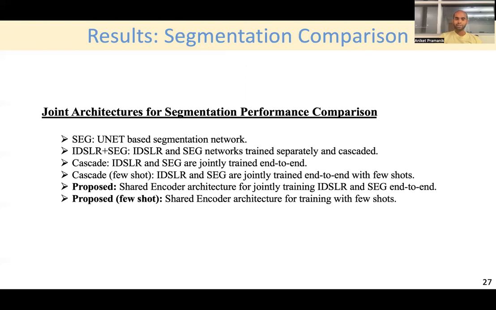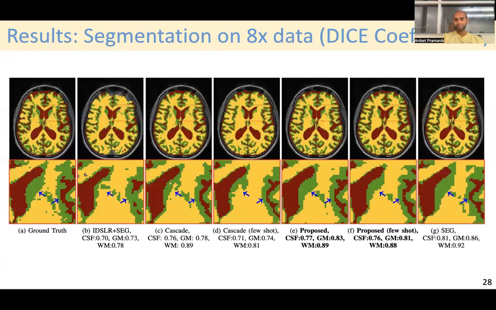Similarly, we also compare the segmentation performance of different joint architectures. SEG is the unit-based segmentation network. IDSLR plus SEG is a cascade of IDSLR and SEG networks trained separately. And the cascade networks are basically IDSLR and SEG trained jointly end-to-end. And we found that in terms of dice coefficients of CSF, cerebrospinal fluid, gray matter, and white matter, our proposed approach is doing much better than the other ones.